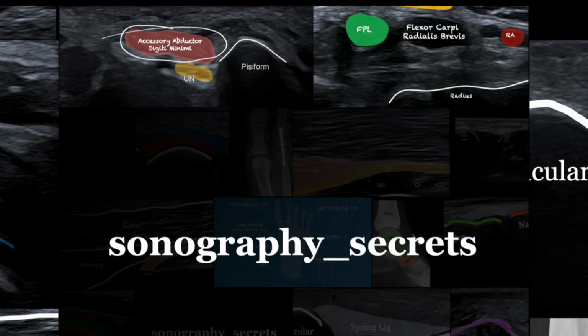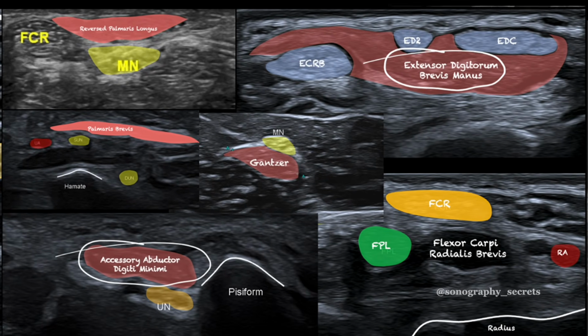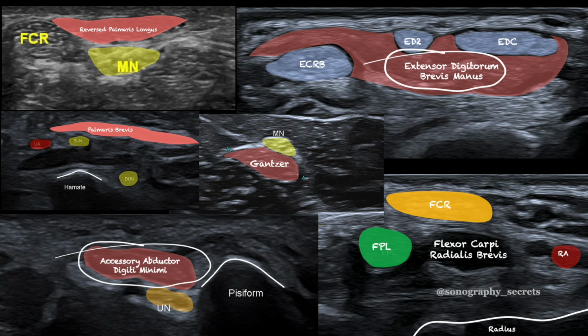Many accessory muscles of the hand and wrist have been described. Most are incidental and asymptomatic. Others can be implicated in compressive neuropathies or simply present as a palpable mass. I find them fascinating, an example of the nuances of anatomy that as MSK sonographers we are students of.